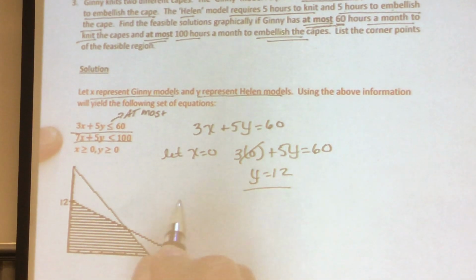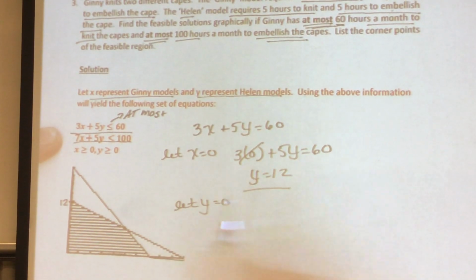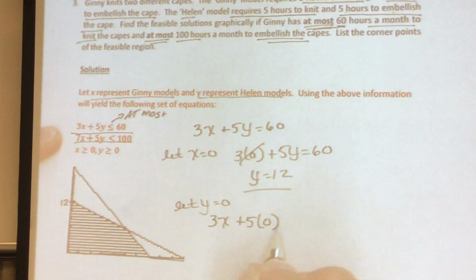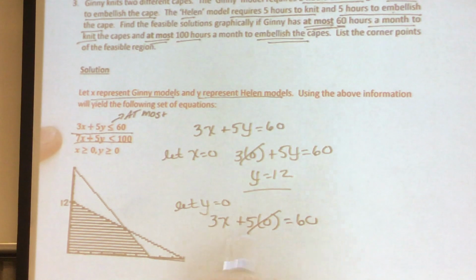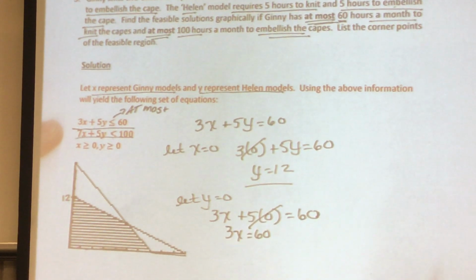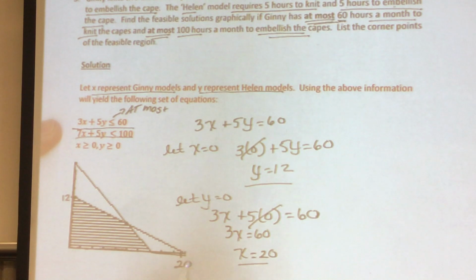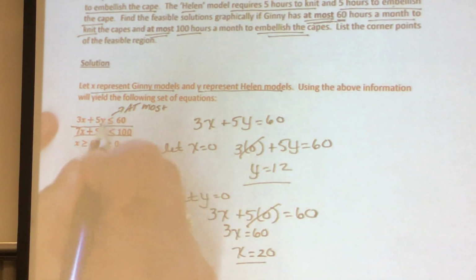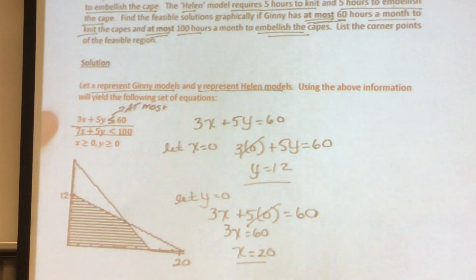Now we're going to do the same, but let y equal 0 and solve for x. So we substitute 0 for y, so 3x is equal to 60. Divide by 3. We have x is equal to 20, and this is the 20. So y is equal to 12, and x is equal to 20. And we have a solid line because it's less than or equal to. They're both going to be solid lines.